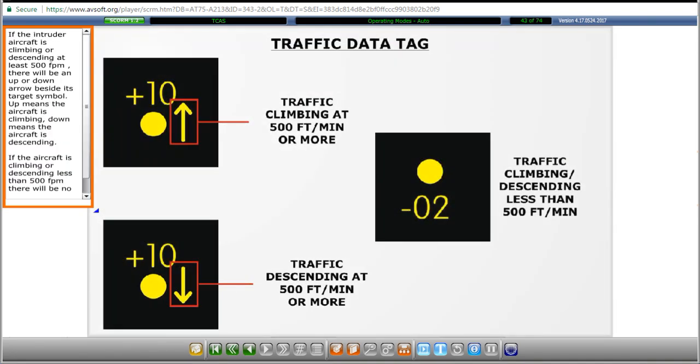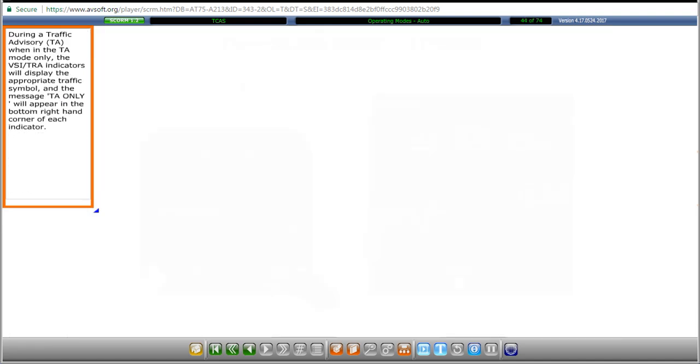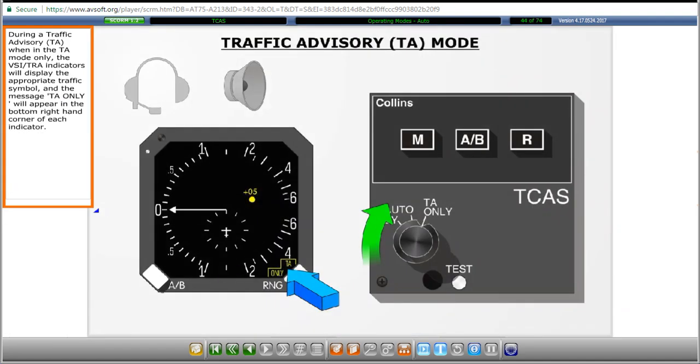If the intruder aircraft is climbing or descending at least 500 feet per minute, there will be an up or down arrow beside its target symbol. Up means the aircraft is climbing, down means the aircraft is descending. If the aircraft is climbing or descending less than 500 feet per minute, there will be no arrow. During a traffic advisory, when in the TA mode only, the VSI TRA indicators will display the appropriate traffic symbol, and the message TA ONLY will appear in the bottom right-hand corner of each indicator.